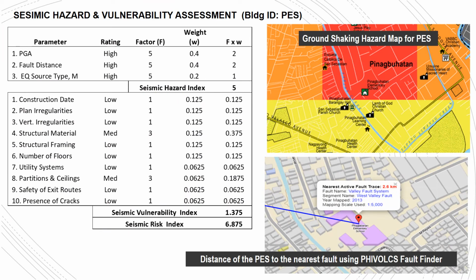And these are the seismic hazard and vulnerability assessment. This corresponds to the seismic hazard assessment, and these are the parameters corresponding to seismic vulnerability assessment of the structures. The seismic risk index of this building is 6.875, which is the product of the seismic hazard index and the seismic vulnerability index.